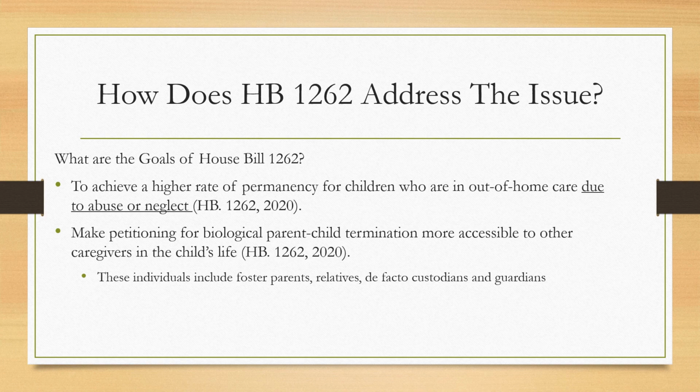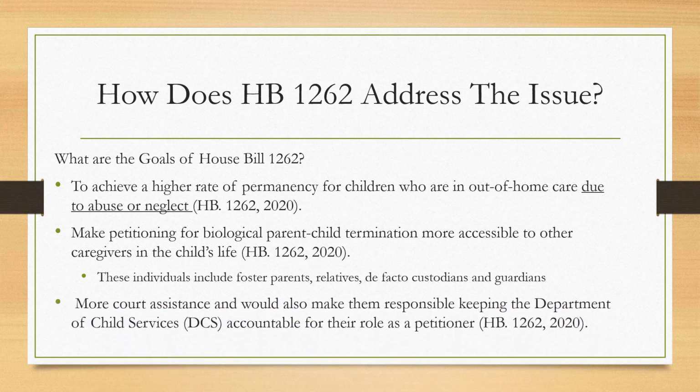So that's what this bill does, and specifically trying to target the petitioning of termination of the relationship between the biological child and parent. And then lastly, one of the main goals of the bill, they try and get more court assistants that would also make them responsible for keeping the Department of Child Services, the DCS, accountable for their role as a petitioner. So the DCS and other similar government agencies have been responsible for certain oversights where they haven't been able to process certain cases, which has been an issue for a while.